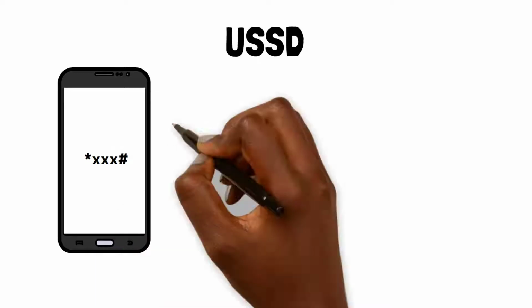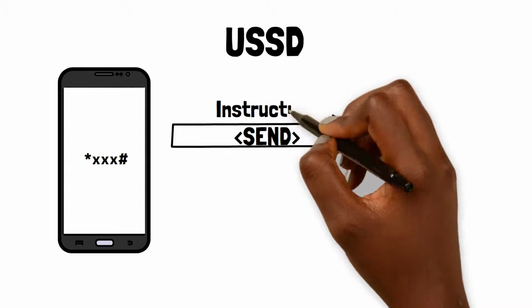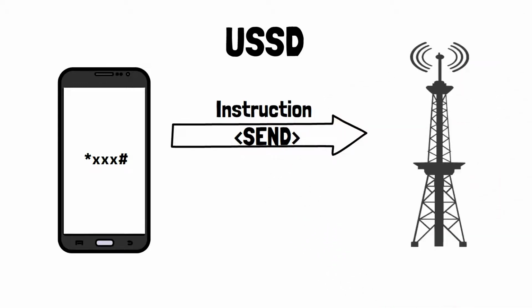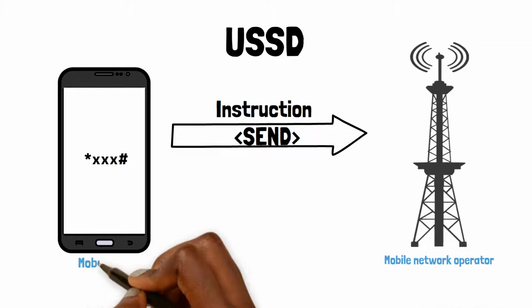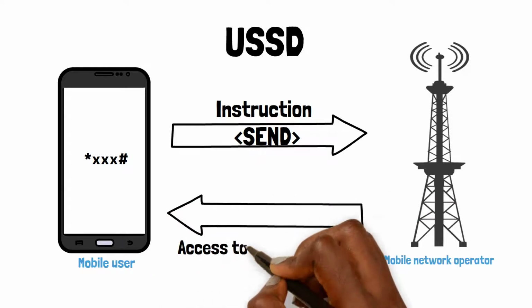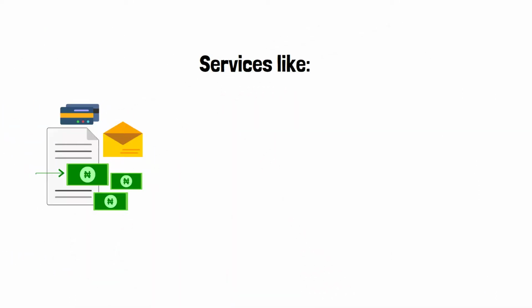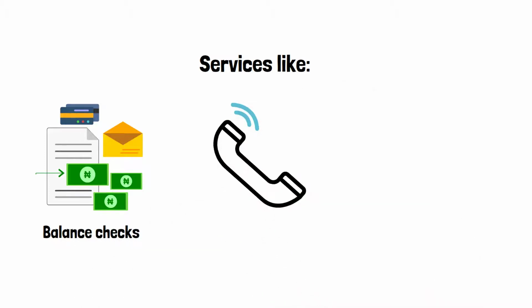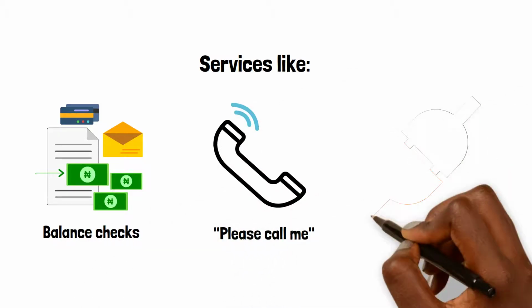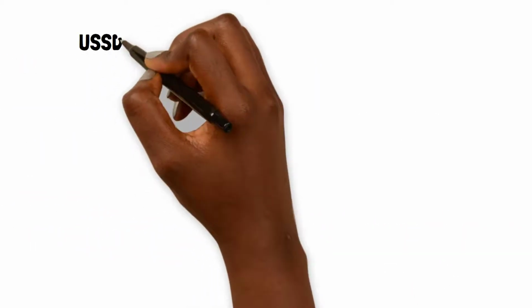What differentiates USSD from the others is that if you press send after you've pressed the hash key, the instruction is sent straight to your mobile network operator to execute. Now, if that USSD code is assigned to a particular service on your operator's network, you'll either be granted direct access to the service or to a simple menu. From there, you can either use services provided by your operator such as balance checks, please call me, and top-ups, or services from third-party providers who work with your operator to reserve codes of their own.